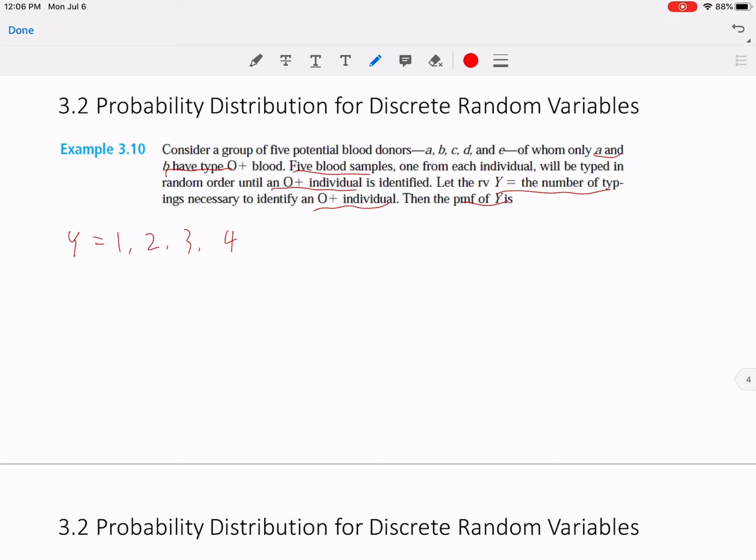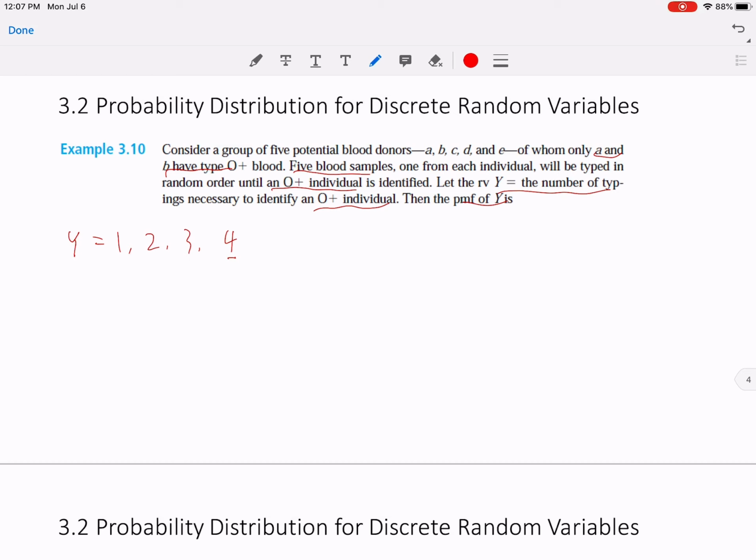So if the first 3 are not O positive, that means the fourth one must be O positive, right? Because if the first 3 are typed not O positive, that means both of the 2 left are O positive. That means the fourth one must be O positive. Okay? So y could only be 1, 2, 3, and 4. And then we want to find the probability of each of them.